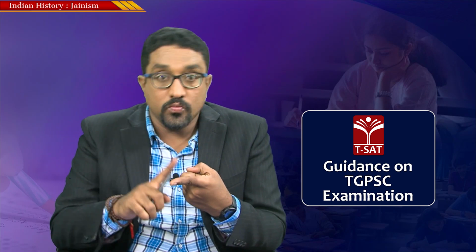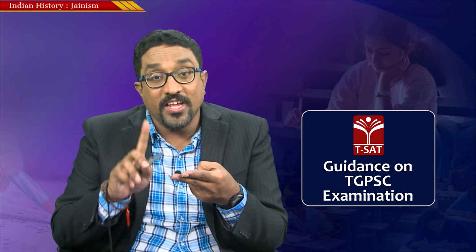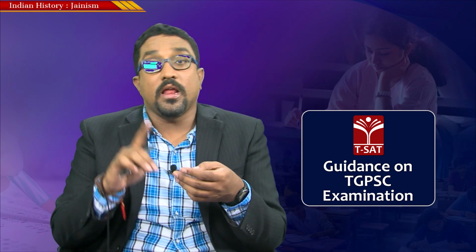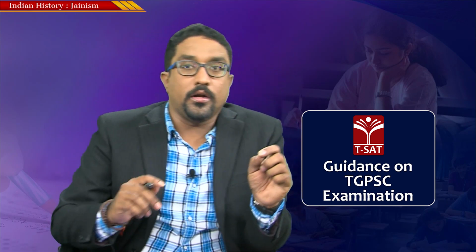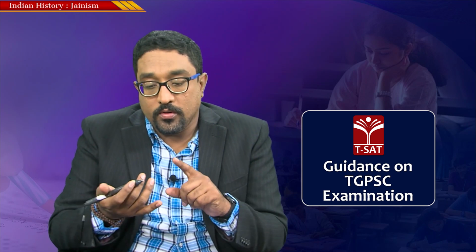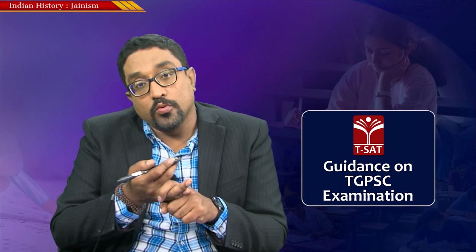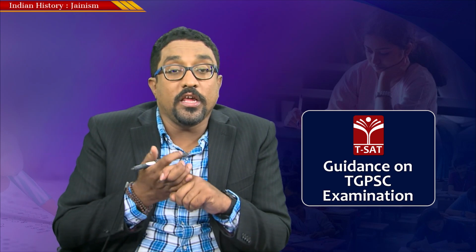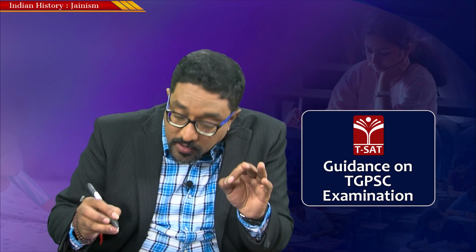Rishabhanada, first Jain Guru, 23rd Guru Parshavanada, and 24th Guru Vardhamana Mahavira. We only read about 3 Gurus. Rishabha, first Guru, Parshava, the 23rd Guru, and Vardhamana Mahavira, 24th Guru. The only 3 Gurus who are important in our Jainism. So, there are 3 main Gurus among the 24 whom we study. The first Guru, Rishabhanada. 23rd Guru, Parshavanada. 24th Guru, Mahavira, Vardhamana Mahavira.